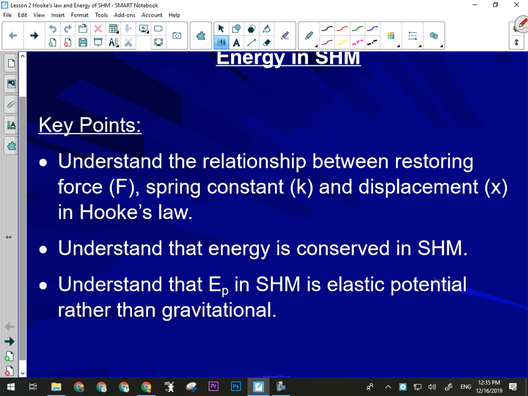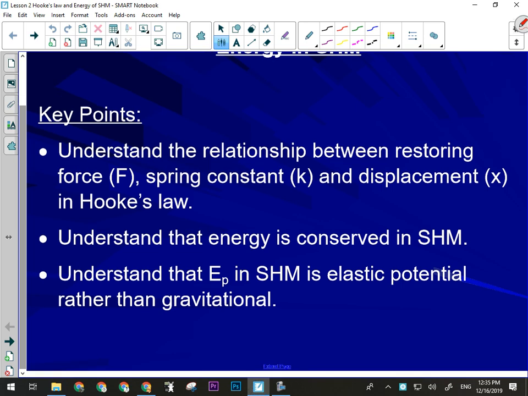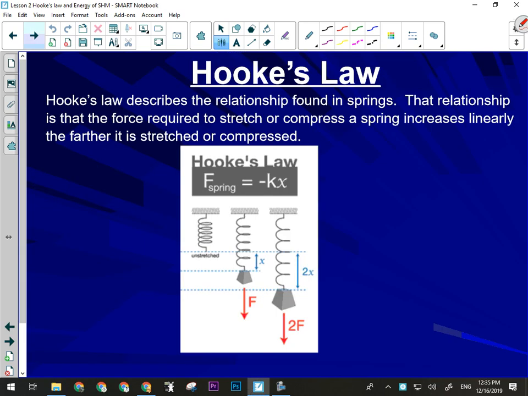Okay, all right. So we got to understand that energy is obviously conserved in simple harmonic motion if we're talking about the perfect physical world, okay? And that potential energy in simple harmonic motion is elastic potential rather than gravitational. That is for a mass on a spring. For a pendulum, it's obviously gravitational. Okay, so here's what Hooke discovered. Hooke took this spring that he had and he hooked it on the ceiling and he measured how long it was. And then he put 100 grams on it, and the spring stretched.